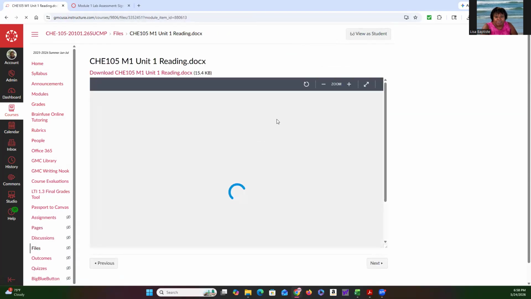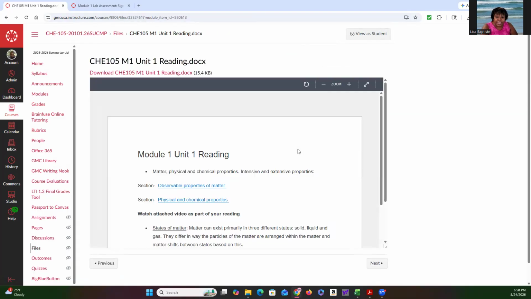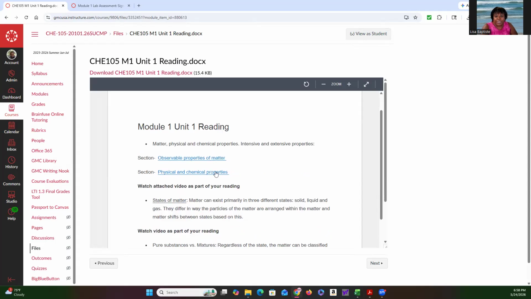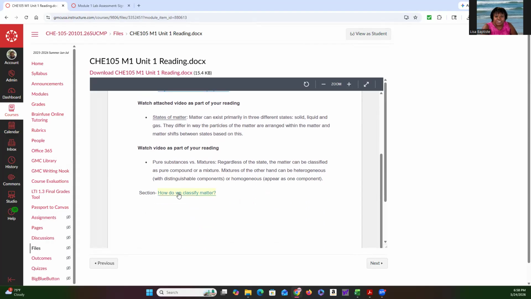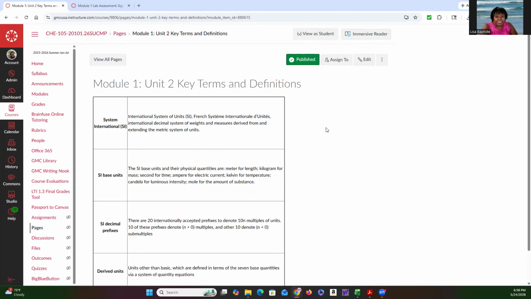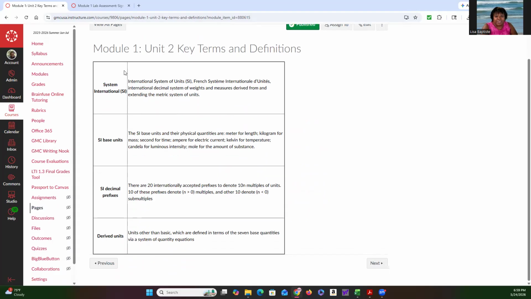There are also different readings that help you understand the material a little bit better. The Module 1, Unit 1 reading, and so there's observable properties of matter, physical and chemical properties, the different states of matter, pure substances versus mixtures, and how do we classify matter? All right, so that's all important information to help you with this. And then the unit 2, these are the key terms and the definitions associated with them.